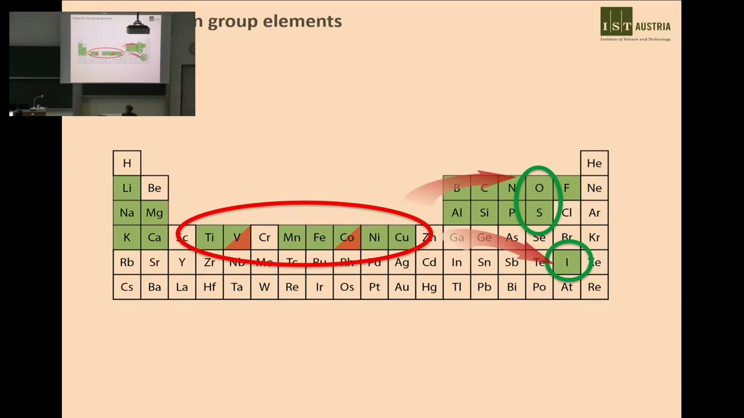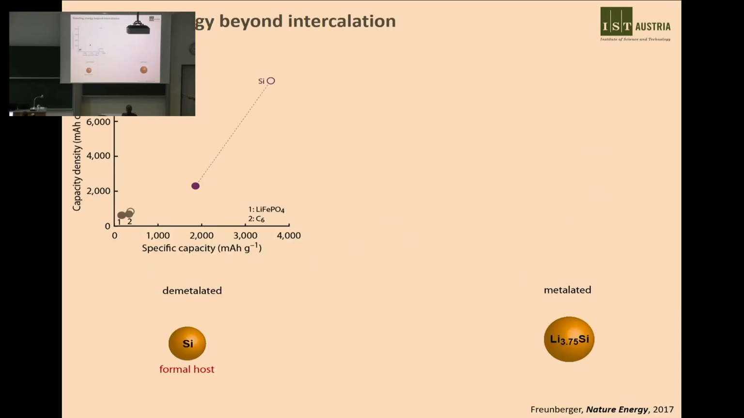around this group here. And what I want to speak about today is oxygen and iodide redox chemistry, but also with implications for sulfur, which we're also working on. So why is this also interesting, apart from the ecological footprint of such batteries? If we were to exchange transition metals against main group elements, it's the potential for much higher capacity or energy density.